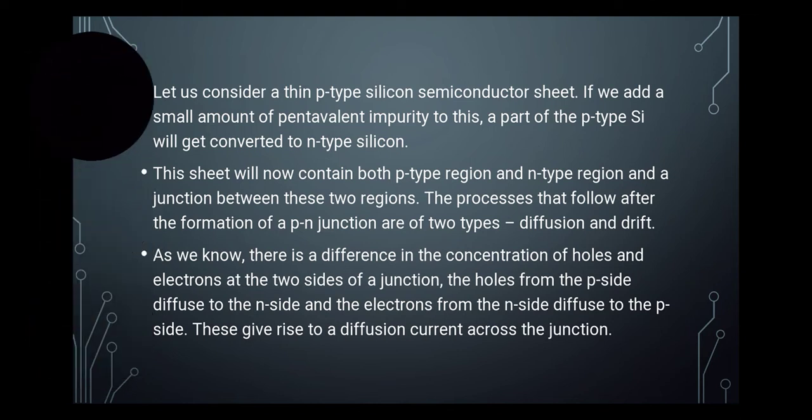As we know, there is a difference in the concentration of holes and electrons at the two sides of a junction. The holes from the p side diffuse to the n side and the electrons from the n side diffuse to the p side. This gives rise to a diffusion current across the junction.